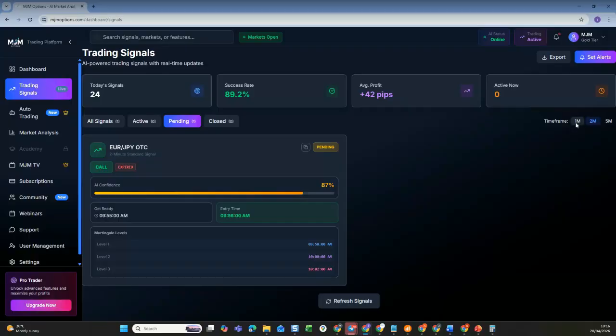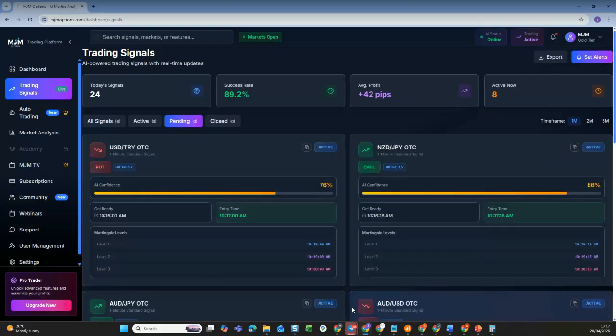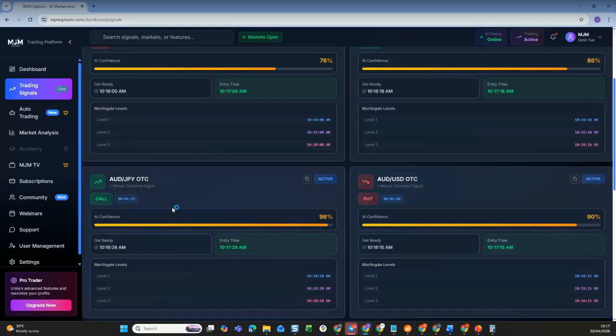Now the next thing you do is go to 1 minute standard signal, same idea, but this time around you'll be looking for 90% and a countdown timer of over 1 minute, just like this AUDJPY. Then you click copy and you go and execute. Wait for the time, 10, 17, 28, then you execute. That's basically how you use it.